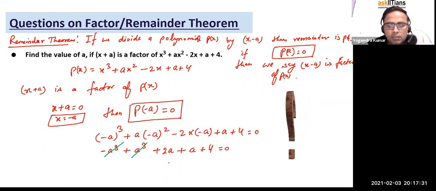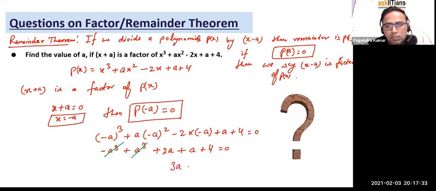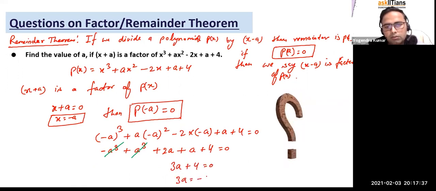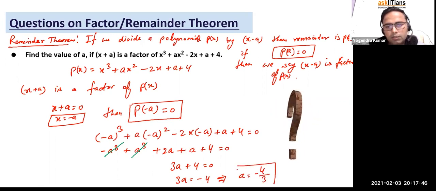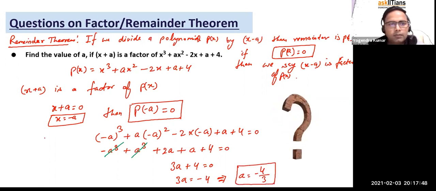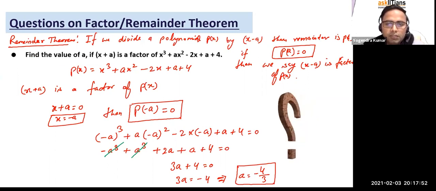2a plus 3a, 2a plus a is what? 3a plus 4 is equal to 0. So 3a is equal to minus 4, and what we get here? a is equal to minus 4 divided by 3. This is our answer, right? So we need to find out the value of a. So the value of a is what? Minus 4 divided by 3. This is our answer here.